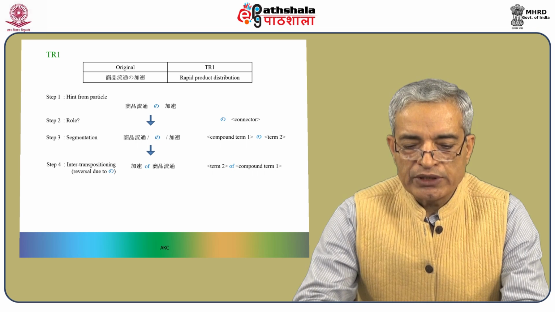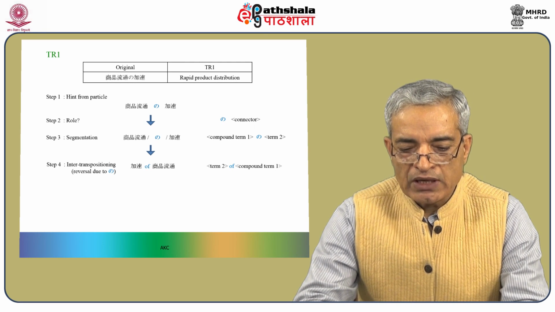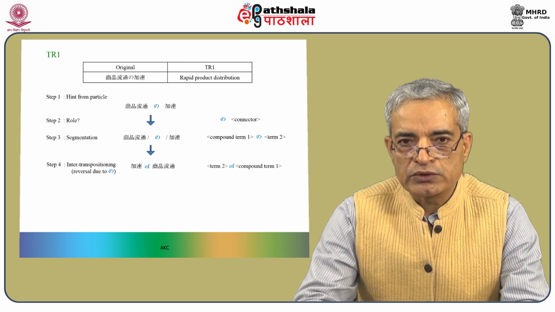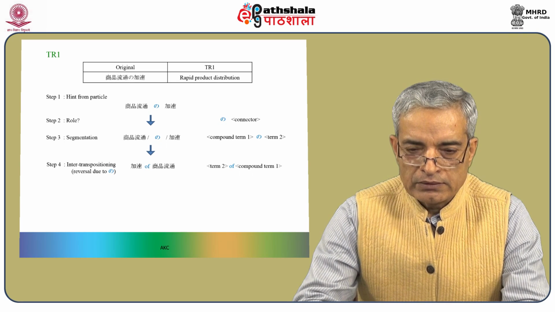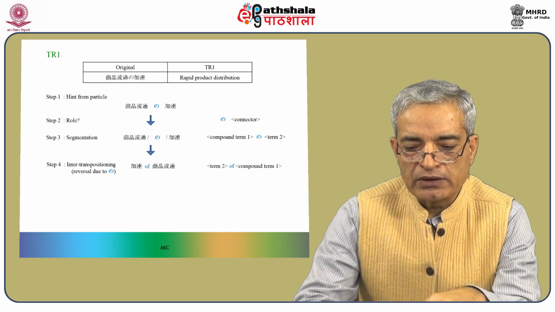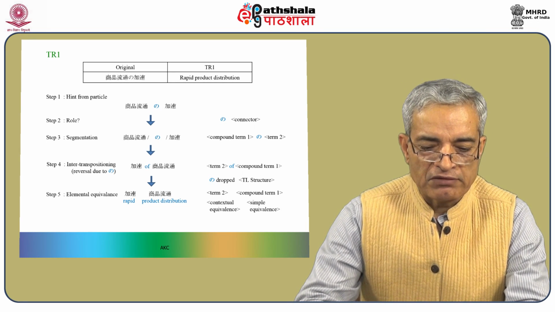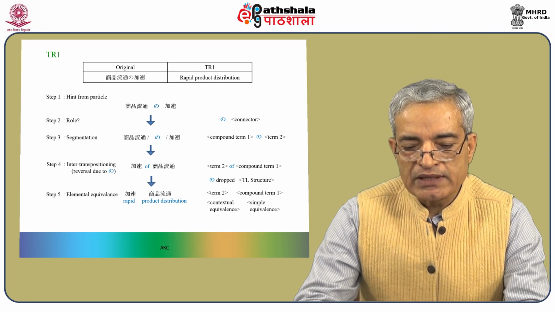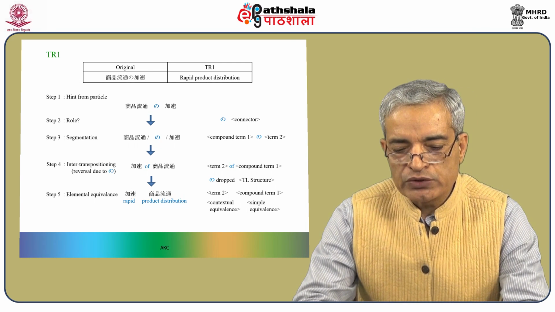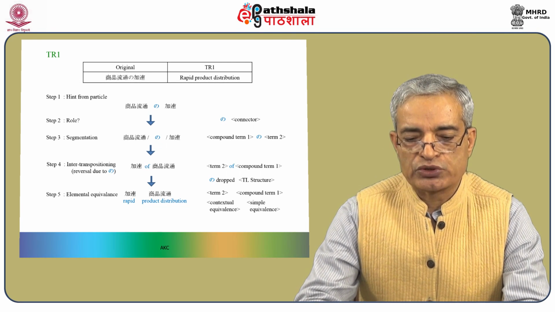Now intertranspositioning takes place, it becomes kasoku of shohin ryutsu. This is because of no. That means the term 2 of term 1 or compound term 1. Now see the elemental equivalence. Kasoku is getting translated as rapid, whereas shohin ryutsu is getting translated as product distribution.